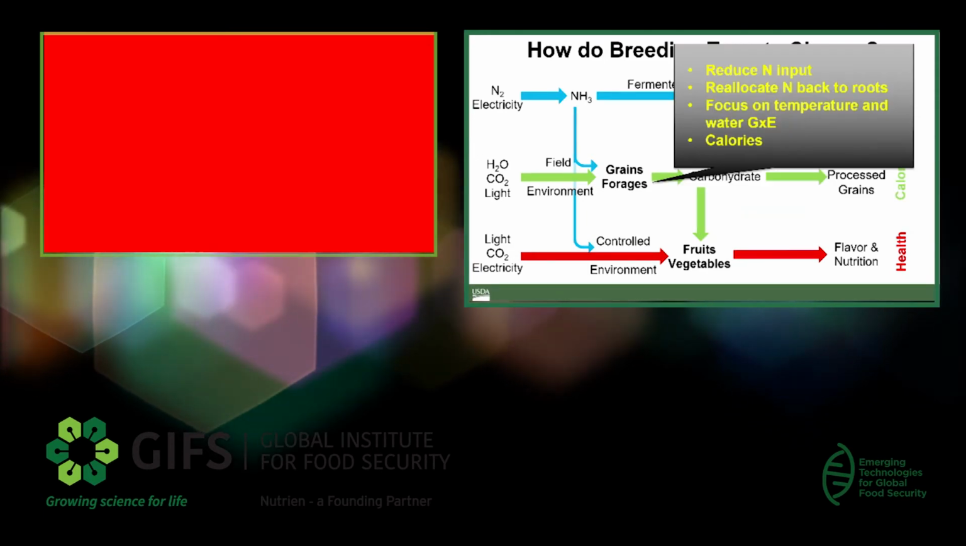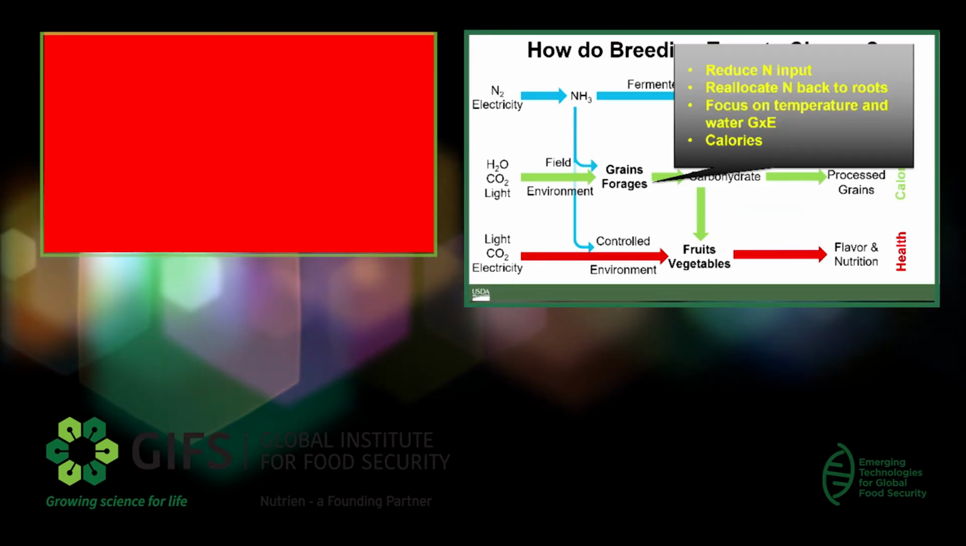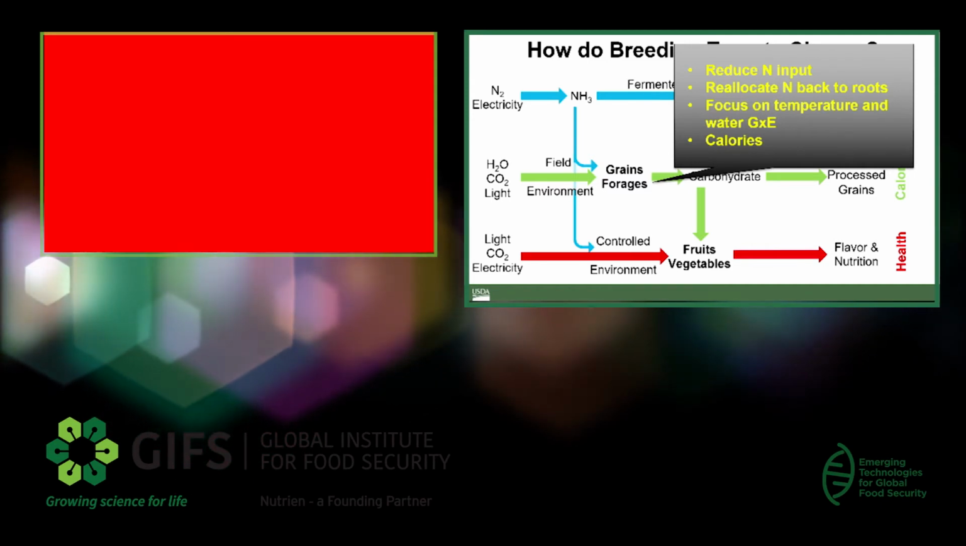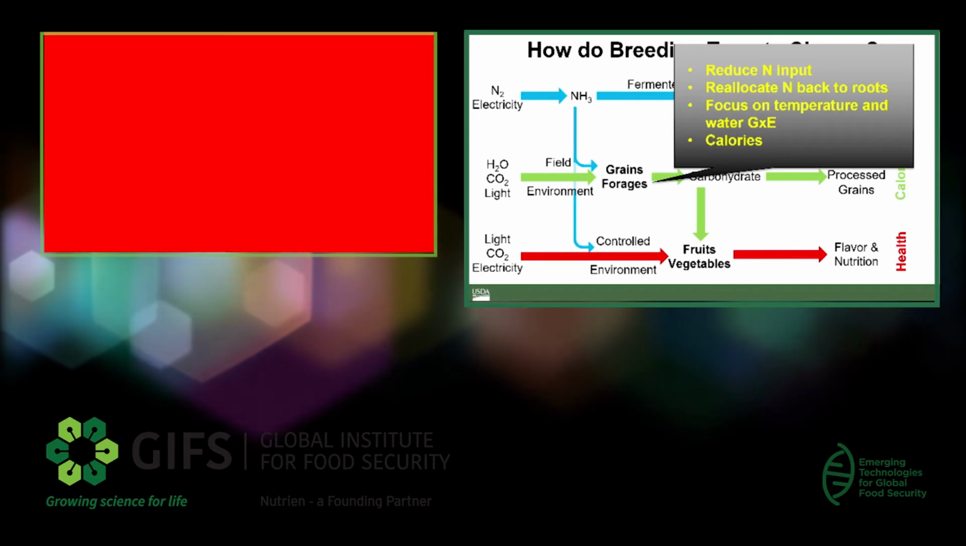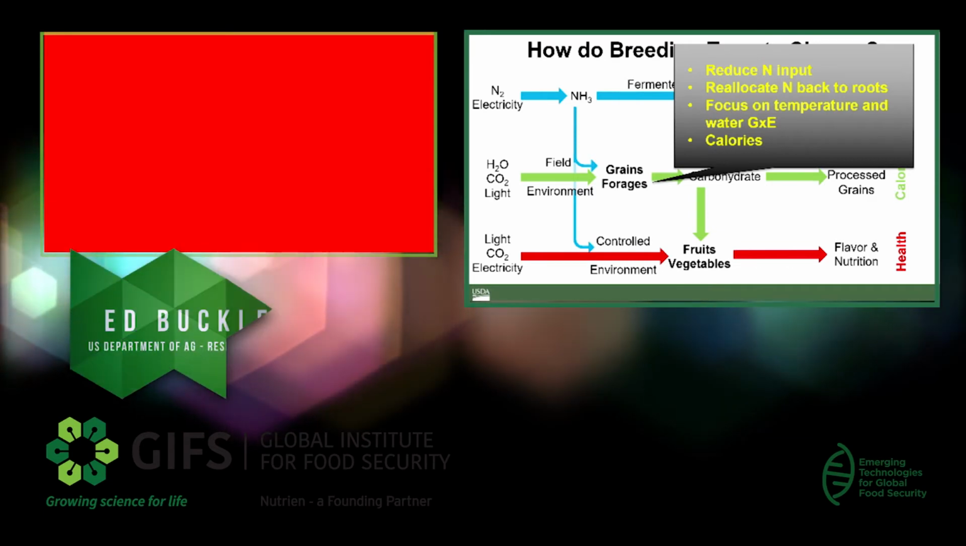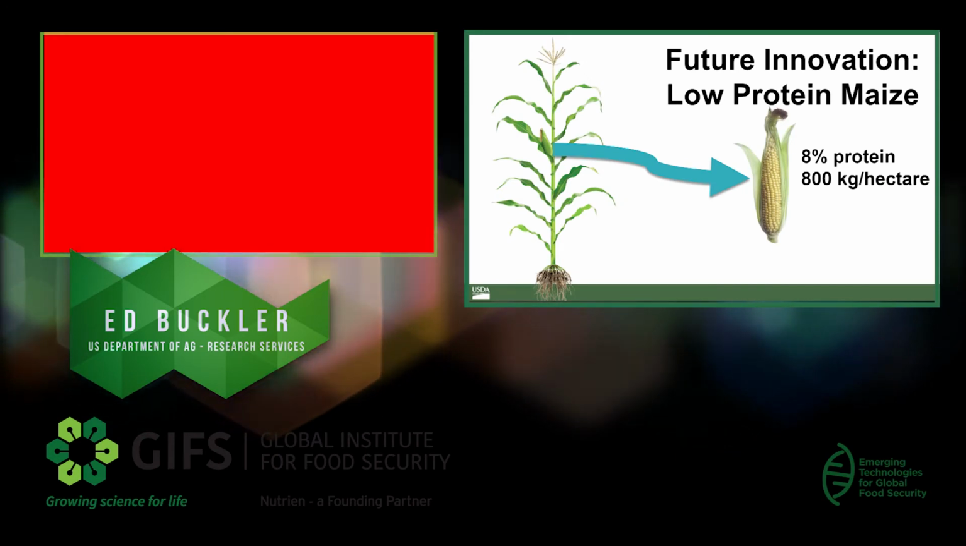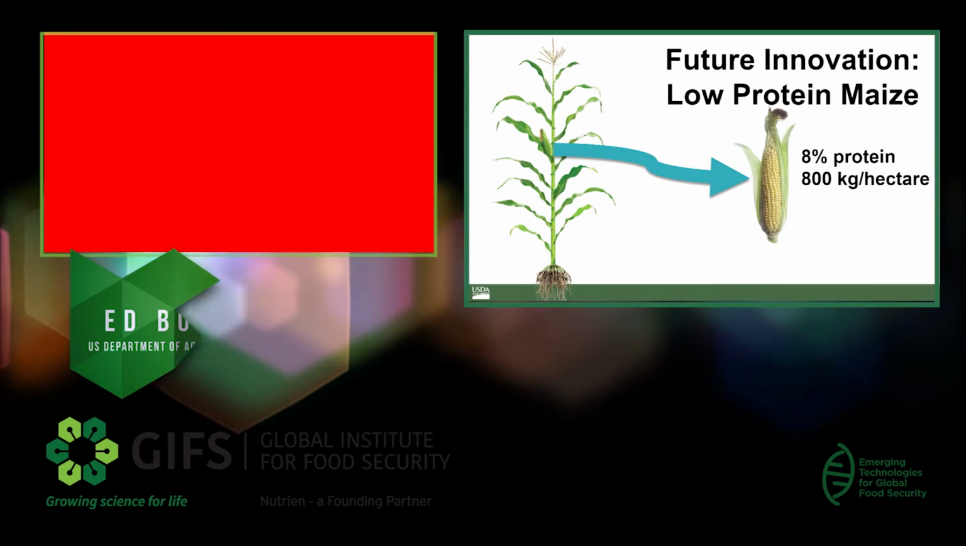And then finally, in the grains and forages, we're talking about reducing input, reallocating nitrogen back to roots, focusing on temperature and water resilience, and focusing simply on calories for those. So what are some of the innovative products that could come out of systems like this? One would be low-protein maize.